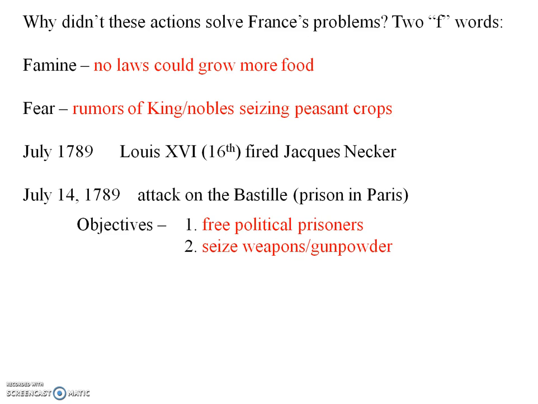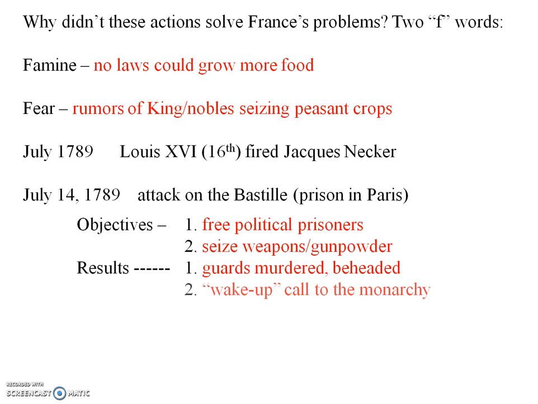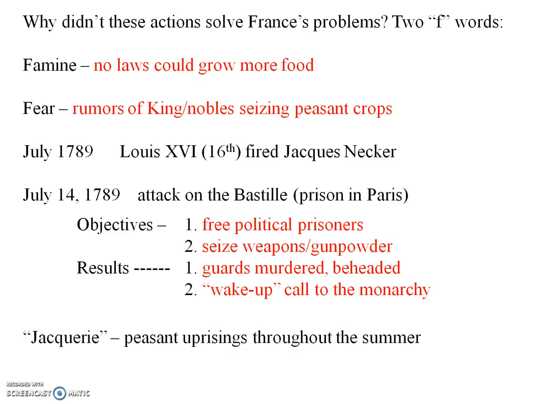Realistically, there were only about 6 or 7 prisoners in the Bastille at the time of the raid, and there wasn't that much gunpowder to be taken. The results were, however, pretty drastic. The guards of the Bastille were murdered, beheaded, and their heads placed on pikes and marched around the city of Paris. Second, it served as a major wake-up call to the French monarchy. The people were going to act with or without the Assembly, and they were going to be heard. Throughout the rest of the summer, there were peasant uprisings which reminded a lot of people of the famous Jacquerie. The Jacquerie were peasant uprisings that had happened during the 1300s, in which peasant mobs burned and killed many nobles. So you saw a lot of these uprisings happen throughout the summer.